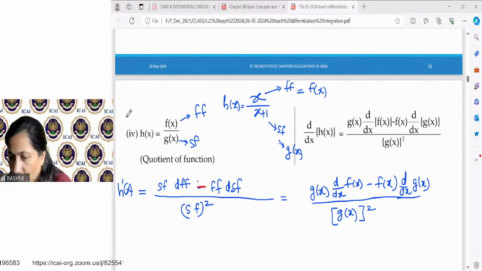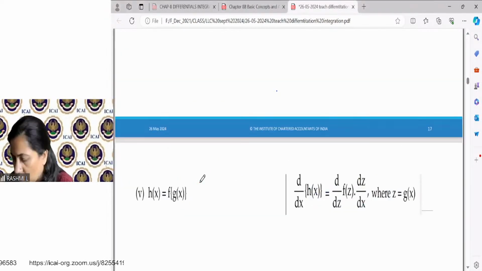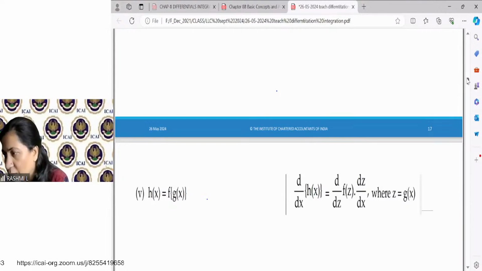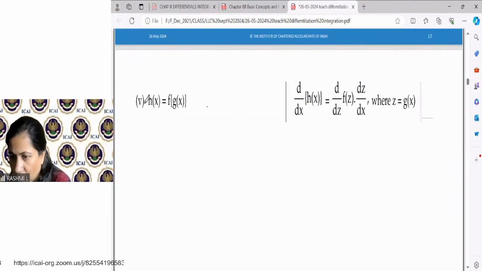Then, what if it is an embedded function? This is called an embedded function. So the function is a function of another function.